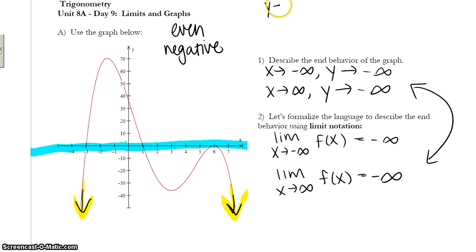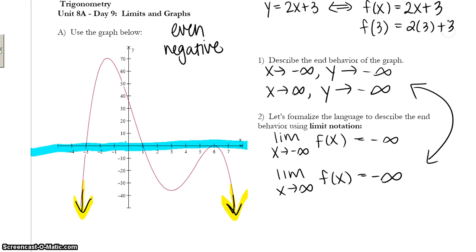So if you had y is equal to 2x plus 3, this is the same as saying f of x is equal to 2x plus 3. So if we plug in a value for x, let's say 3, you get 2 times 3 plus 3, which is 6 plus 3 is equal to 9. So f of 3 is equal to 9. If you were to plug in 3 right here, you would get y is equal to 9. And these two are exactly the same thing.